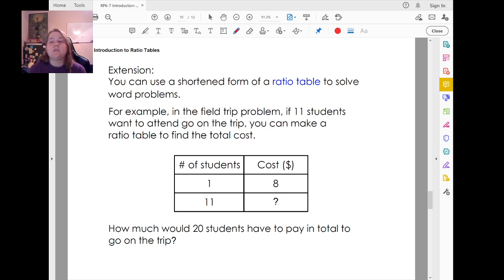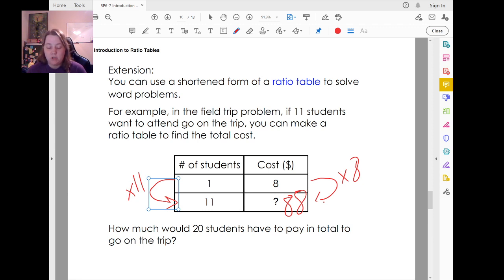You can also use a shortened form of a ratio table to figure out word problems. You don't have to put a whole bunch of levels into it. So, in the field trip problem, we were talking about 1 student, 2 students. What if we're talking about 11 students? So let's figure out, what do I multiply to go from 1 to 11? Well, golly gee, 1 times 11 is 11. So let's multiply 8 times 11. And 8 times 11 is 88.